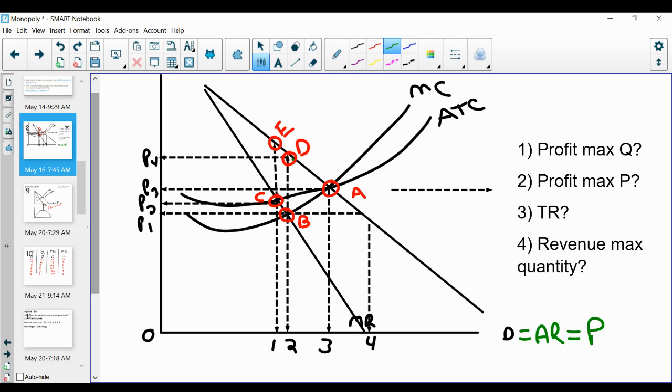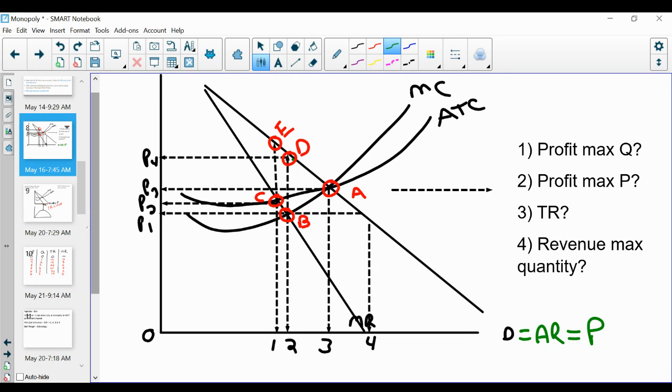What is the profit maximization quantity? What's the profit maximization price? What points make up total revenue? The hardest question I believe on here is, where's the revenue max quantity? So what I suggest you do is turn off the video or pause the video and attempt to answer the 4 questions. Feel free to use your textbook and then run the video again and I'll reveal the answers.